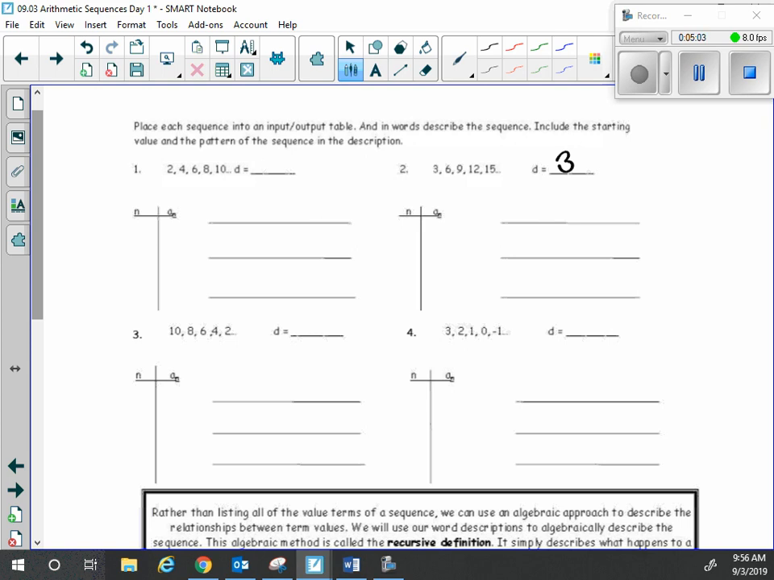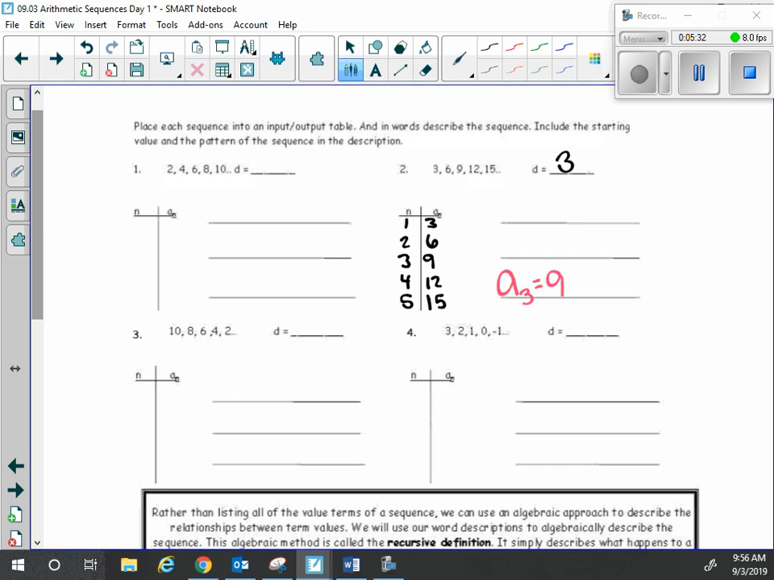So if I'm making a table, I'm going to start with my first term, which is what? 3. My second term is 6, my third term is 9. My fourth term is 12. My fifth term is 15. Right? So if I asked for a of 3, what is a of 3? 9. Very good.